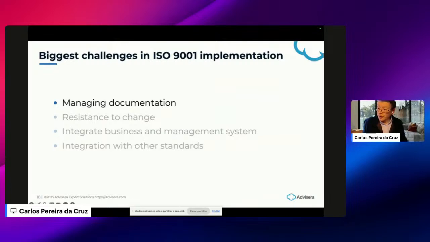Another challenge is resistance to change. I will have 2 slides about this topic during the Q&A.